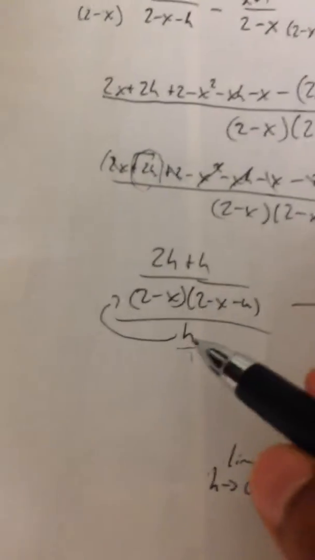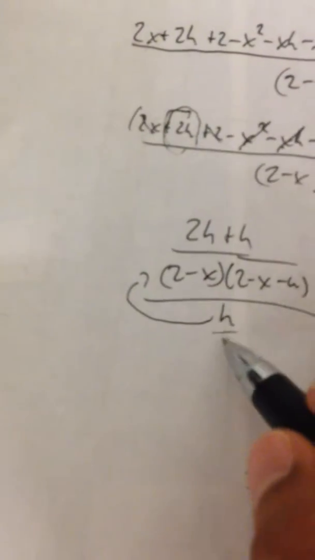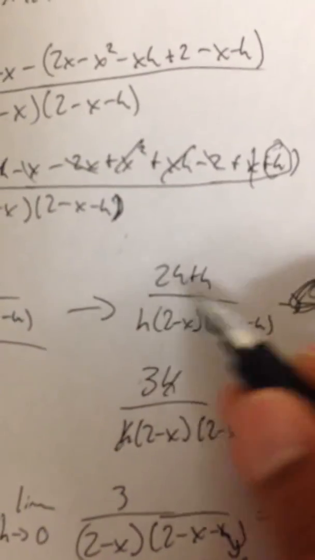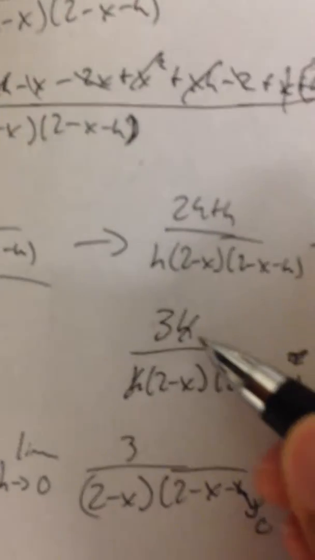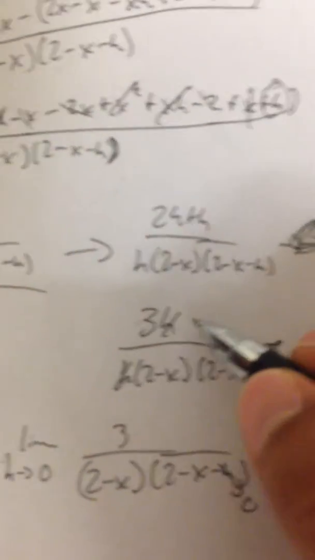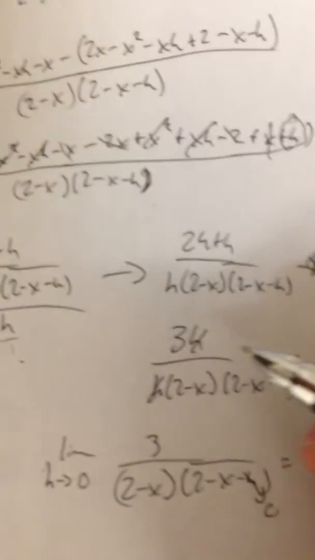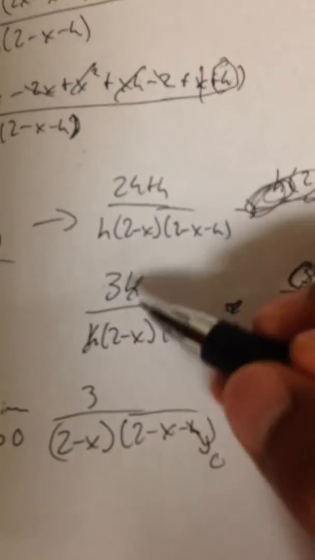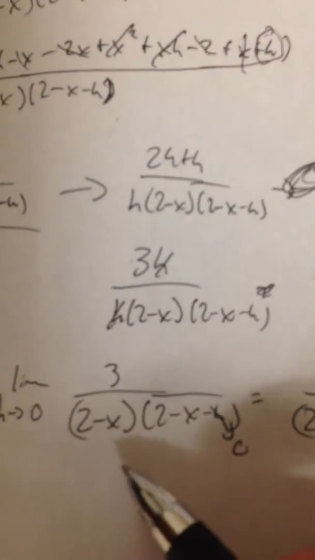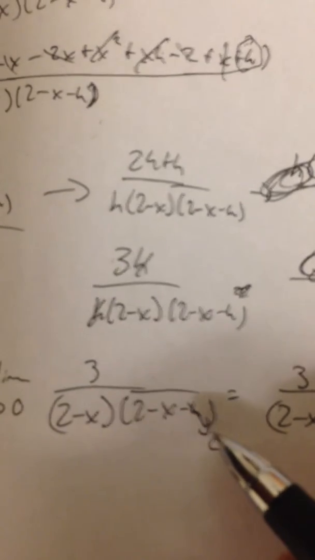But the way I was taught is you can just go a, b, c, d, and multiply a and d, and c and b. So I just bring that h right here. Now we have the h here, and we have two h's up here. We combine them: 2h and h add up to 3h, and that h and that h cancel out. So now you have 3 over the common denominator, which is 2 minus x times 2 minus x minus h.